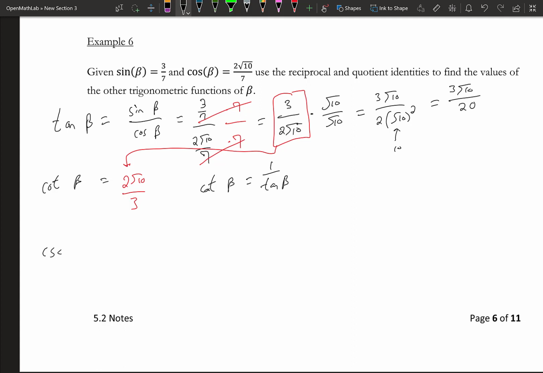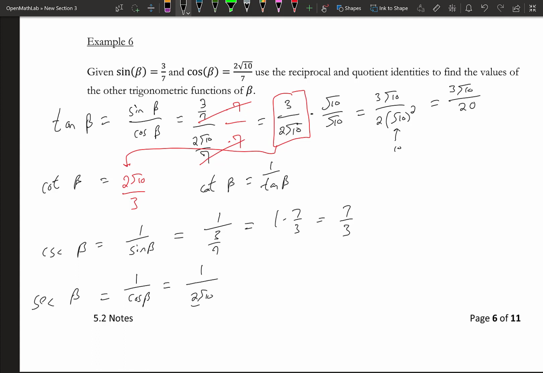And then cosecant of beta is equal to 1 divided by sine of beta, which would be equal to 1 divided by 3/7, which would equal 1 times 7/3, which equals 7/3. Right? And then lastly, secant of beta is equal to 1 divided by cosine of beta, which is equal to 1 divided by 2 radical 10 over 7, which would be equal to 1 times 7 over 2 radical 10, right? Which is equal to 7 divided by 2 radical 10. And then I can multiply top and bottom by radical 10 and get 7 radical 10 over, so this would be 2 times 10, which is 20, right?